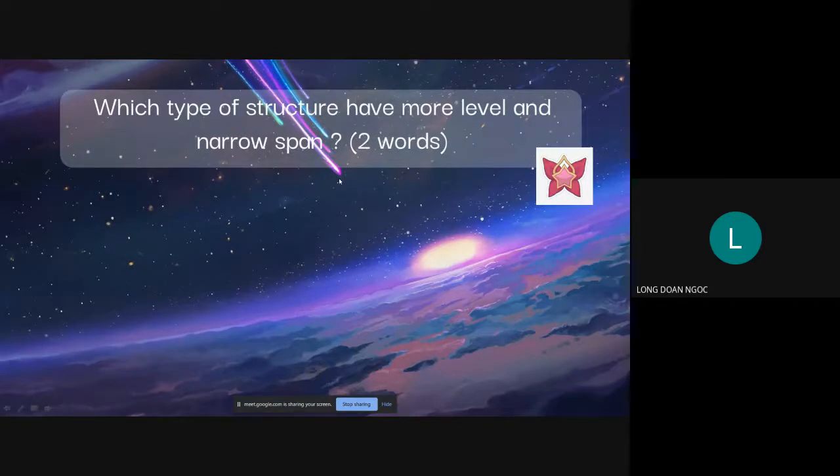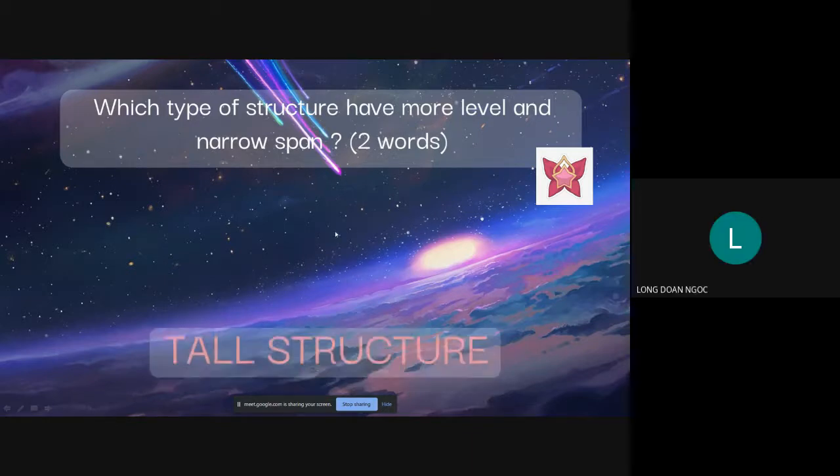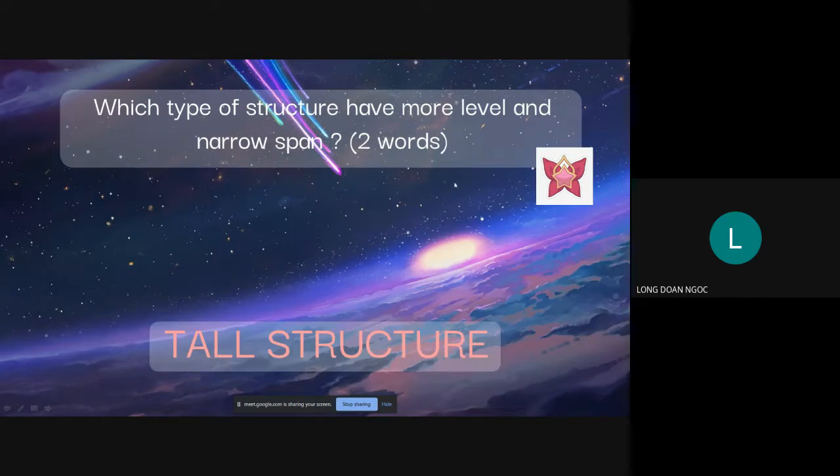With this type of structure, they have more levels and a narrow span. We already mentioned it in the second section. Okay, I see Huynh Nhi is the one who raised her hand first. So Huynh Nhi, please. I think it's a tall structure. Yeah, that's correct. Okay, team 6 gains 1 point.